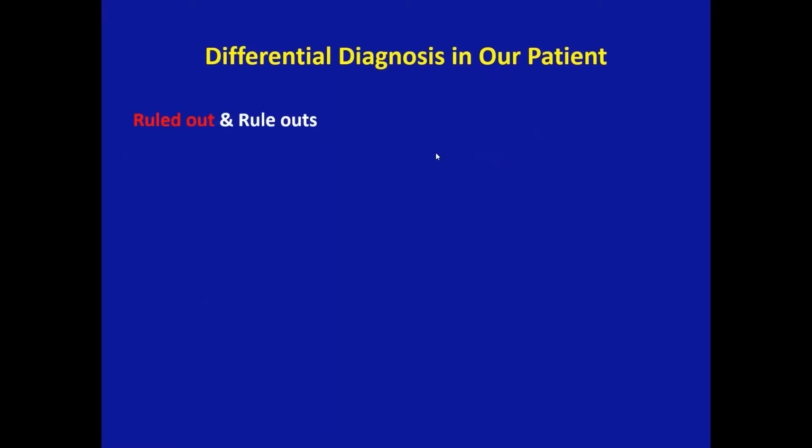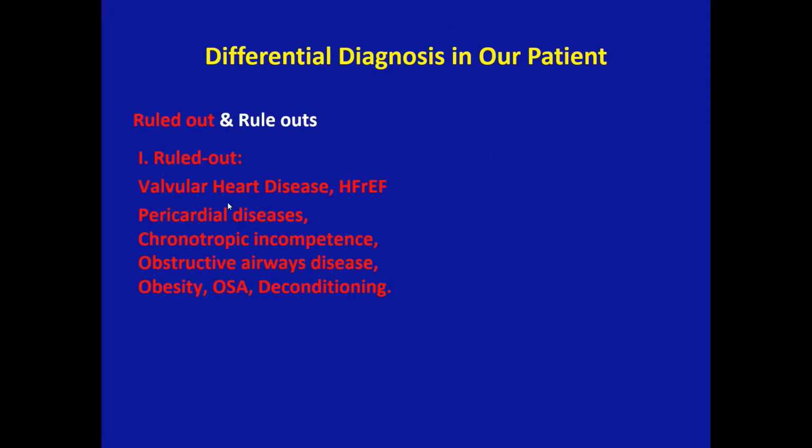So then we came down to this list of differential diagnosis in our patient. So what did we rule out so far? We ruled out valvular heart disease. The echocardiogram did not show any valvular issues, and the echocardiogram actually showed preserved EF. So this is not heart failure or systolic heart failure.